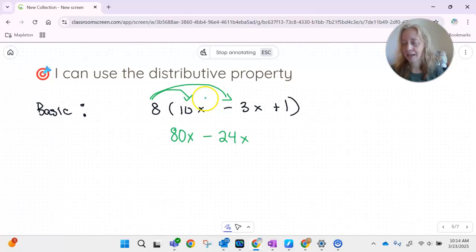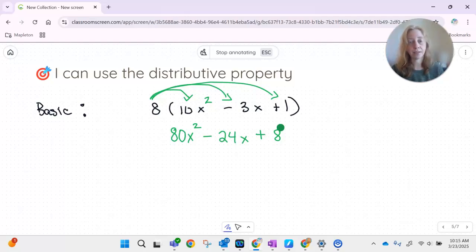You know what? This should have been an x squared, and I wrote it wrong, so just fix it in your notes. So this x squared just hangs out. This x just hangs out. And now we're going to multiply this 8 times our constant, which is a 1. 8 times positive 1 is 8. So that's your most basic way to do this.